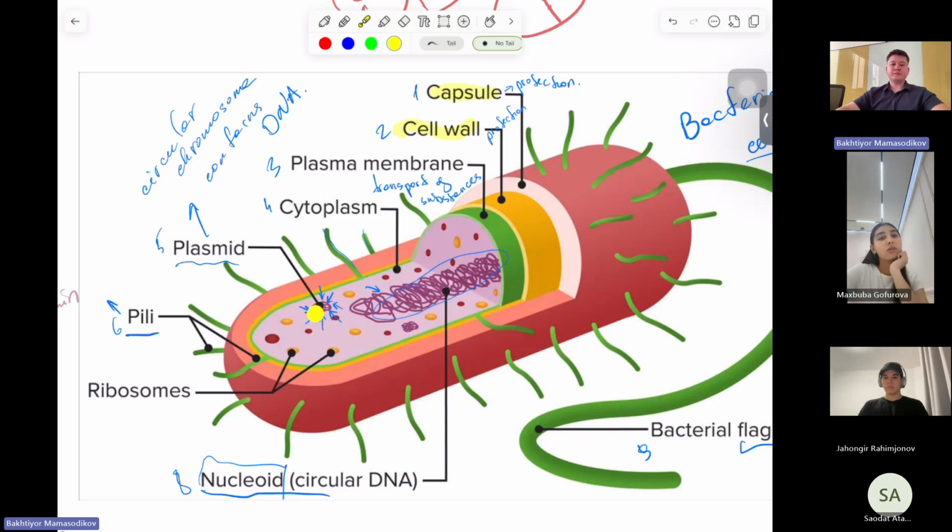Okay. Good. How many cells do bacteria have, Jahangir? One. Okay. What's the name of the process bacteria use to reproduce? Mitosis. Yes, mitosis, especially binary fission. We call it binary fission. Okay, good.